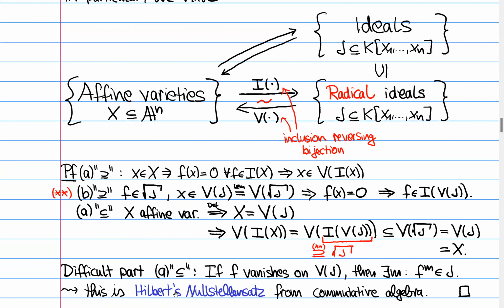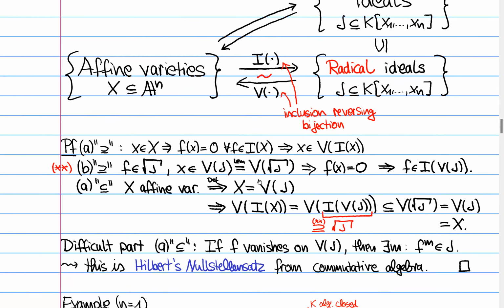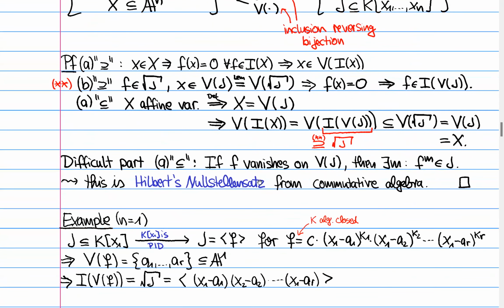So for now, I wanted to conclude this video by saying a bit about this correspondence and also seeing where different assumptions come in. So first, we should do one concrete example. If we're talking about varieties in A1, so n is equal to 1, then everything becomes very explicit.